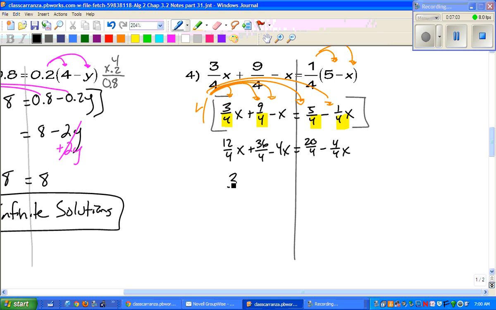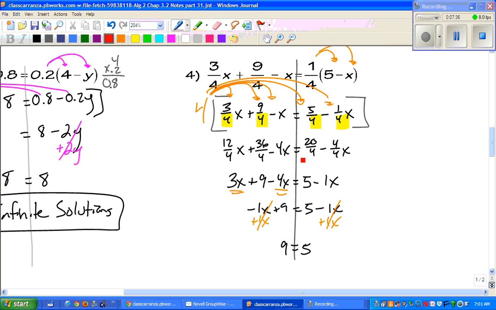Alright, 12 divided by 4 is 3x. 36 is 9. 4x equals 20 divided by 4 is 5 minus 1x. Alright, let's combine our like terms on the left side. We get negative 1x plus 9 equals 5 minus 1x. Move your x's to one side. Those guys cancel out. You're left with 9 equals 5. That is a false statement. Our answer is no solution.